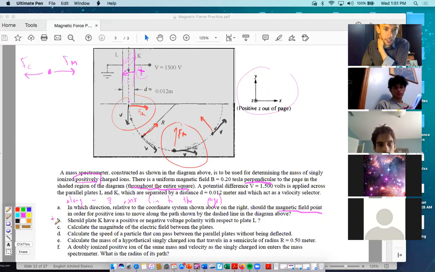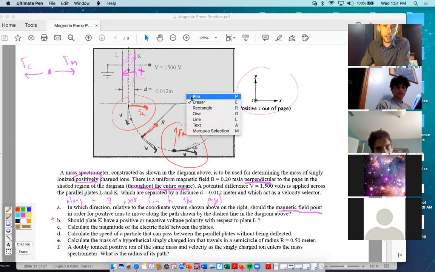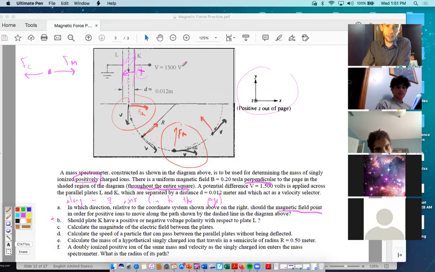Okay. Question C. Calculate the magnitude of the electric field between the plates. That's pretty simple. Here's an equation we haven't seen in a long time. The potential difference across two parallel plates where the field is uniform between them is equal to that field times the distance, isn't it? So I know the voltage, I know the distance, therefore I can calculate what the field is. I'm just going to go over these pretty quickly now.